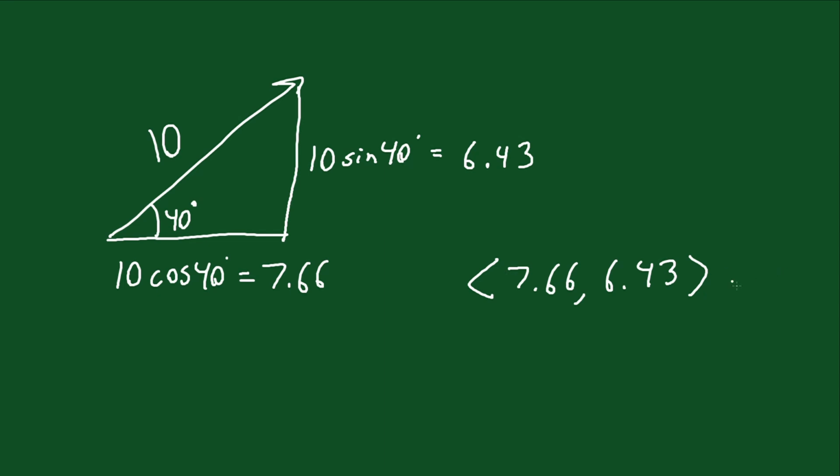And you also have the option to write this with the unit vectors, right? You could write 7.66i plus 6.43j. I think it's pretty clear how we go back and forth between these two at this point, right? You shouldn't have any trouble doing that.